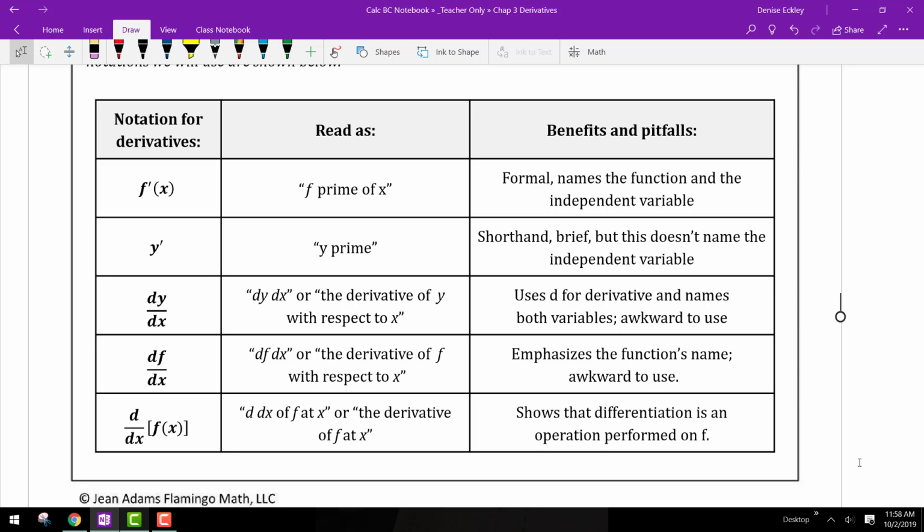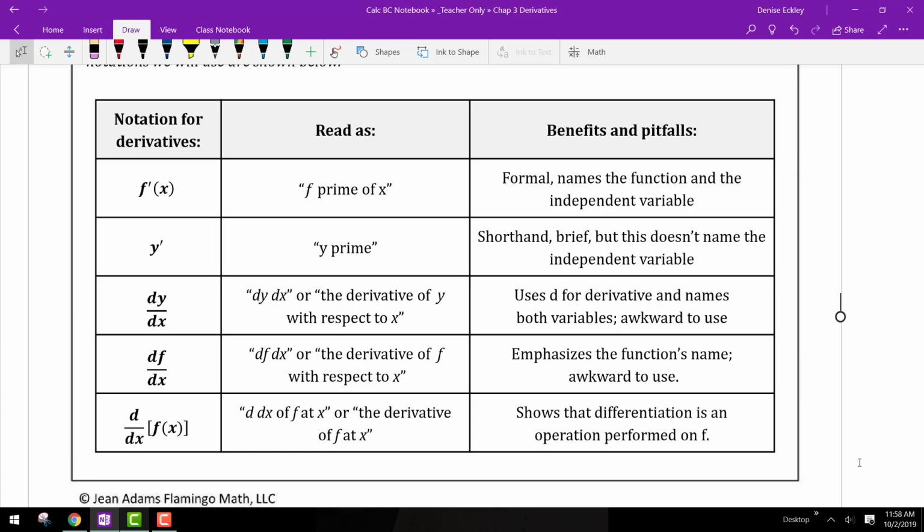If we write f prime of x, like the first one, it's very formal. We know the name of the function because we could have g prime of x, q prime of x, and it also tells you what the independent variable is. Using just y prime, it's shorthand, brief, but you don't know if t is the independent variable or x. Usually we use that when we're doing x and y, but it's a shorthand notation.